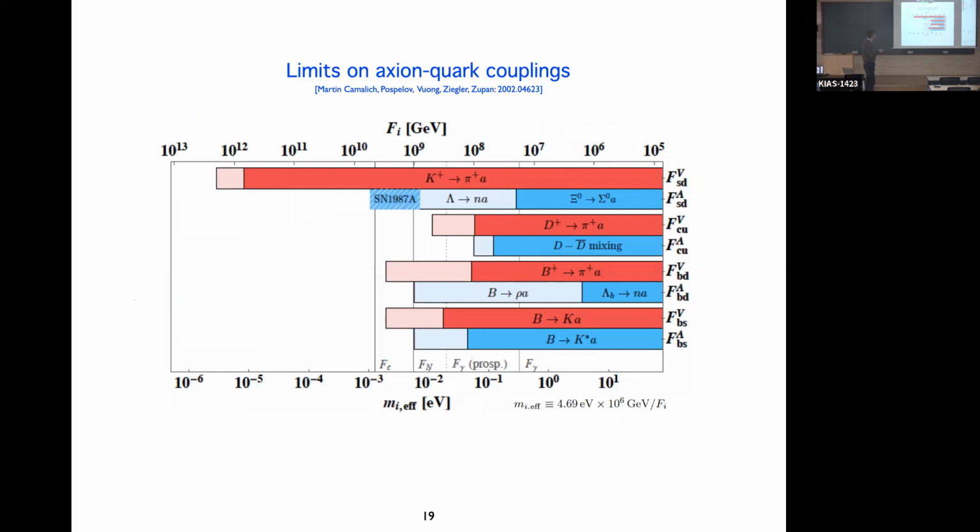It's 6.8 by 10 to the 11, and this is the future sensitivity for this particular coupling, and you can see the other ones are still much weaker. But this particular bound will actually put constraints on our model, because we were predicting couplings around 10 to the 12. So you can use these experimental bounds to put limits on this coupling FVSD.